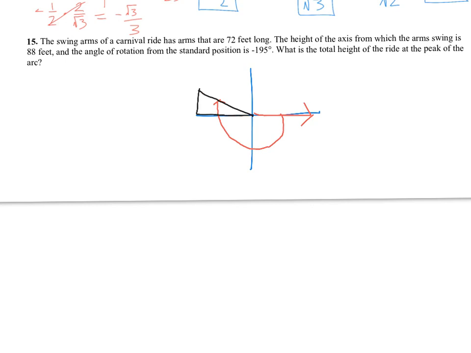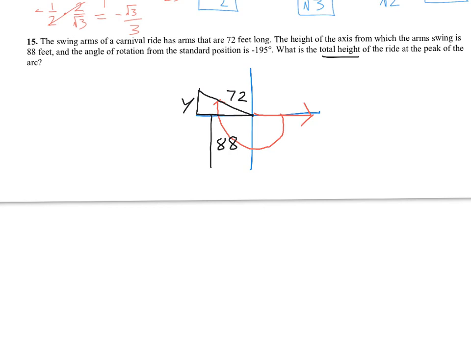Alright, what other information are we given? We know that the arm that is rotating is 72 feet long. So I'm going to put that on that side because that's the side that's rotating. We know that the axis, so is that the x or the y? Well, the x-axis doesn't have a height, so that has to be y. So this length here is 88. And we want to know the total height. So we're going to be adding this height y to 88.